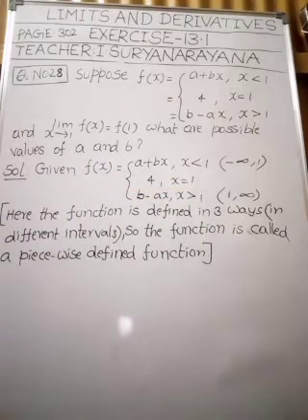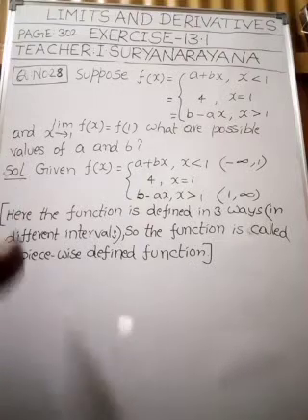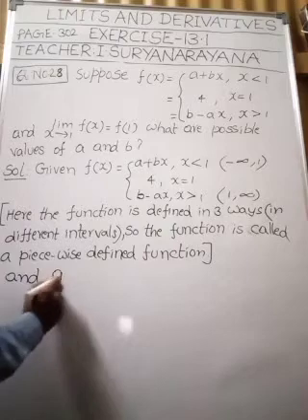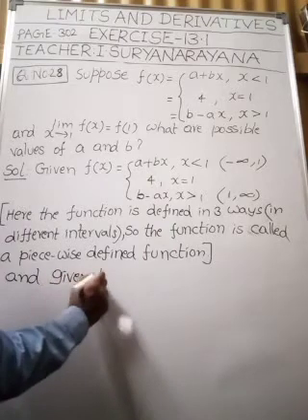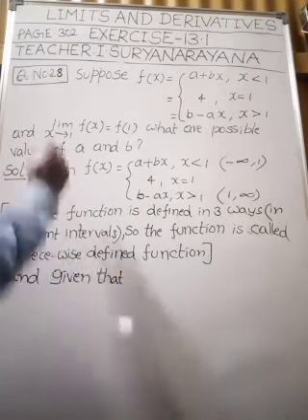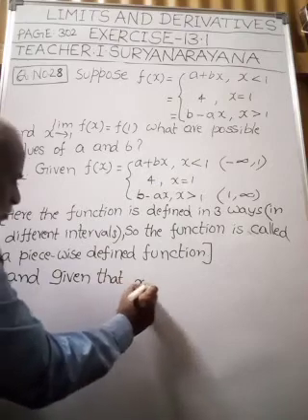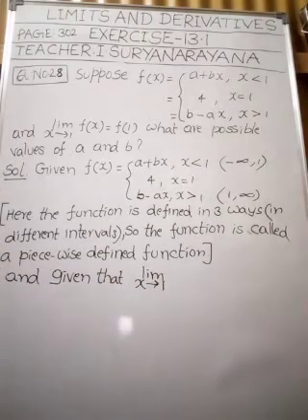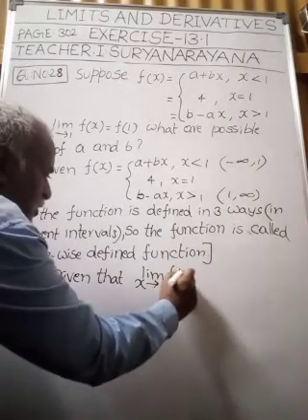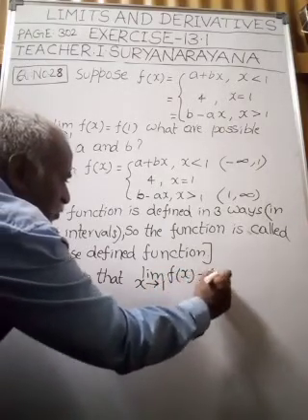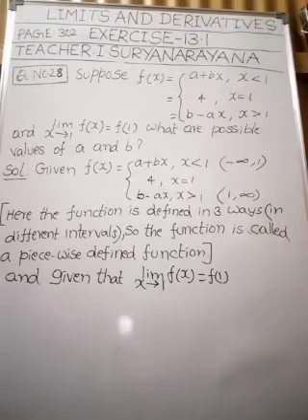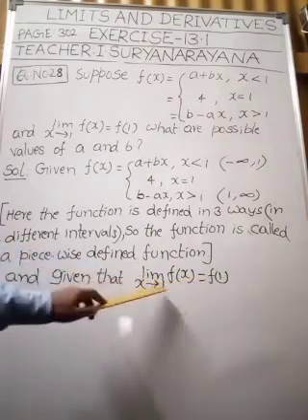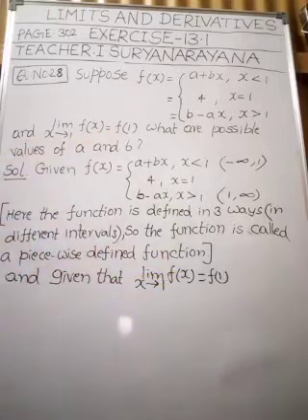Understood this function, my children? Right. And what is given? Given that as x tends to 1, limit of f of x is equal to f of 1. This is also given for us in the question itself.